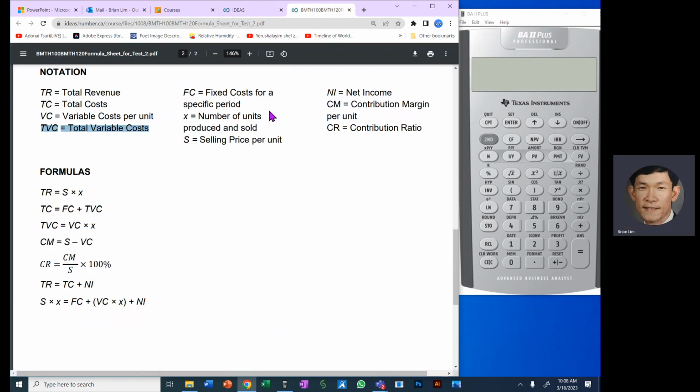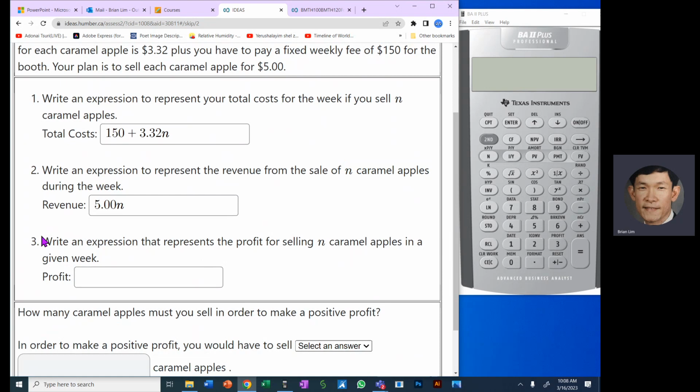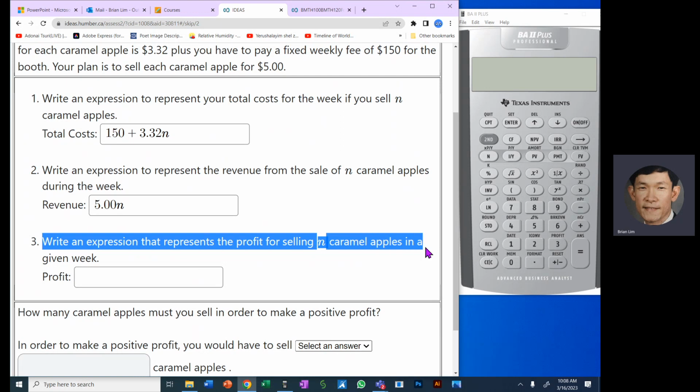Or we can go back here and look at the total revenue, which is equal to S times X. S is the selling price per unit, and X is the number of units produced and sold. In this case, it is not X but n, as you can see right here, n caramel apples. All right, item number 3: write an expression that represents the profit for selling n caramel apples in a given week. Well, let's have a look at that.